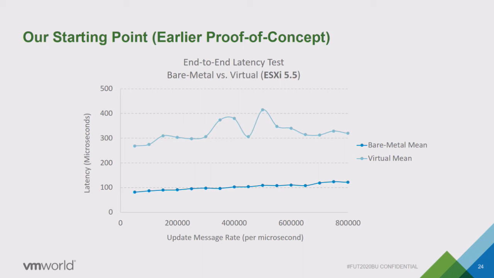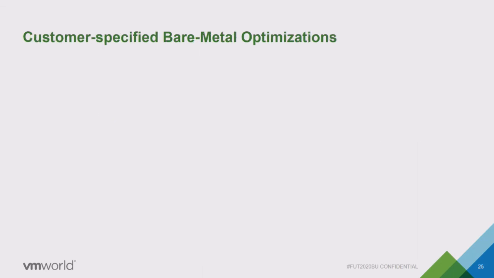So based on these earlier proof of concept results, we have done a new proof of concept. In this new proof of concept, as the first step, we configure the 3 host testbed and apply the customer-specified tunings. Since this is a financial application, they have multiple complicated tunings. For example, in the server BIOS, it requires using the maximum performance profile and disabling any power saving features.